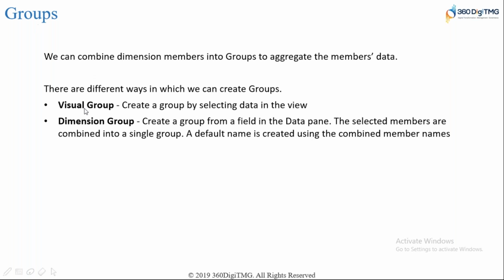We can create a visual group directly by selecting the data in the view, the marks that are present on the view, the data points, or we can create a group by selecting the members on the header. Or we can also create a group by going to the dimension itself, the field in the data pane, and then choosing to create a group out of it. So I will show you the dimension group first. That is the most important and significant thing.